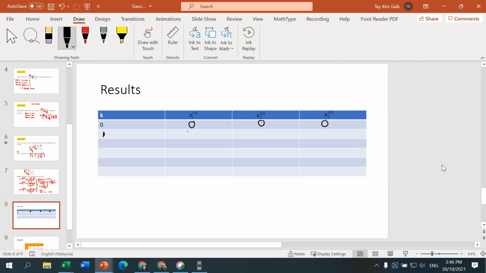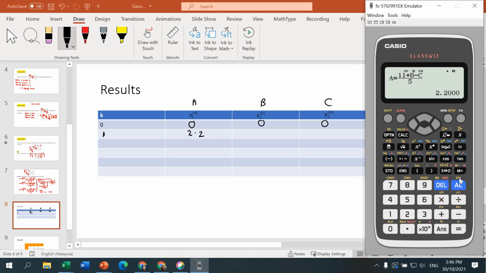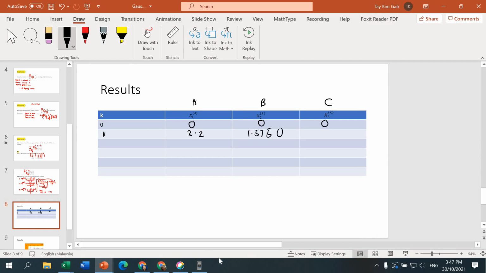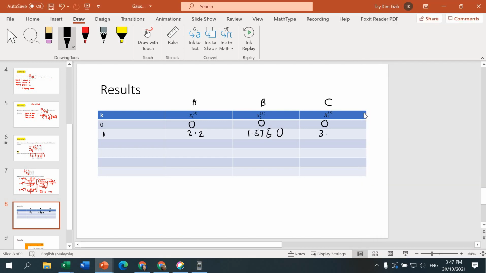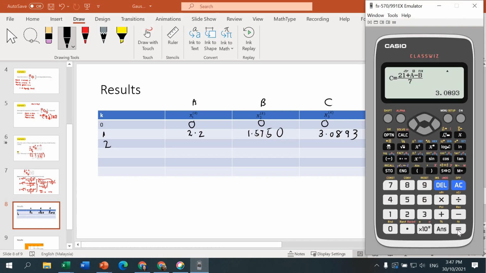So on iteration 1, A is x1, 2.2. This is A, B, C. Okay, you press equal. Automatically you get B, 1.5750. Equal, C, 3.0893. Then you check it. Row 1 and row 0 of course is greater than epsilon, so you proceed to iteration number 2.